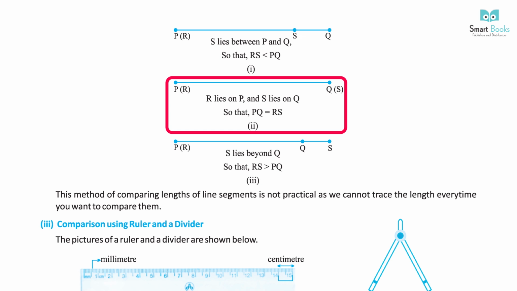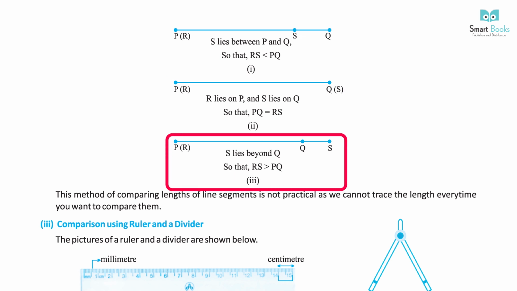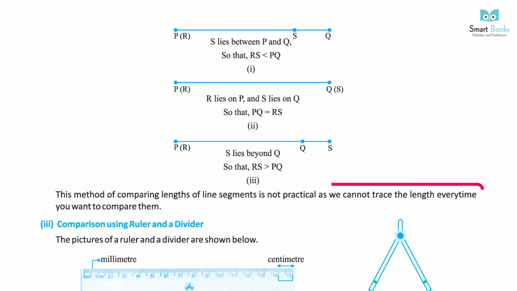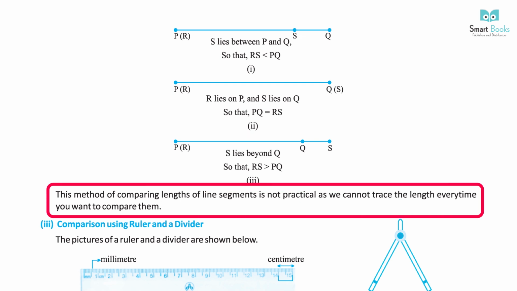Second, if R lies on P and S lies on Q, then PQ is equal to RS. Third, if S lies beyond Q, then RS is greater than PQ. This method of comparing the length of line segments is not practical, as we cannot trace the length every time we want to compare them.